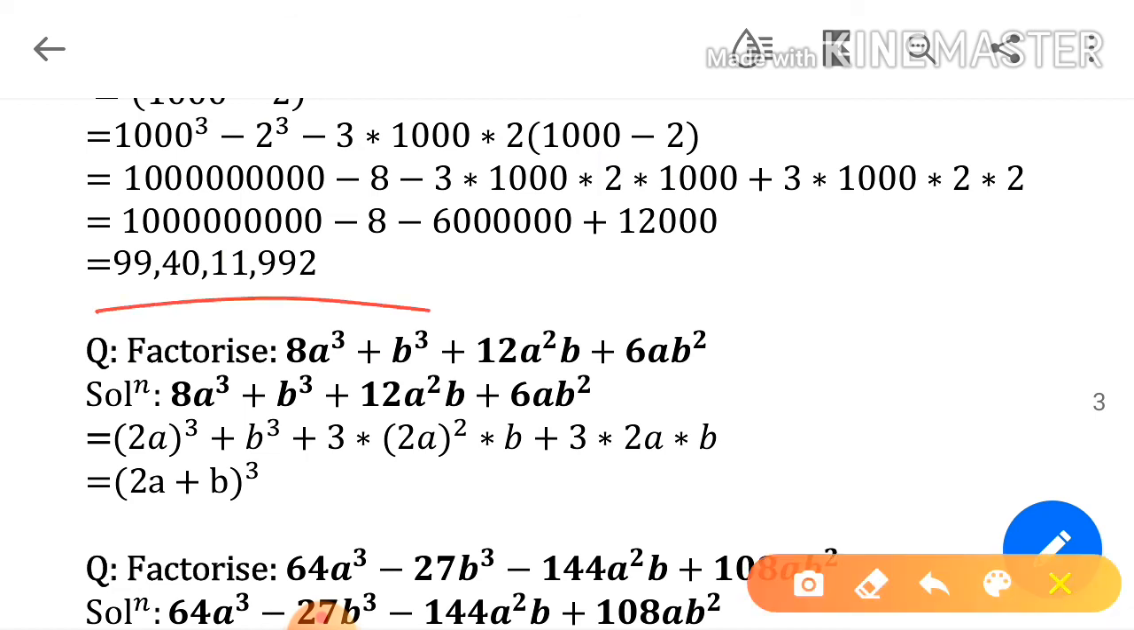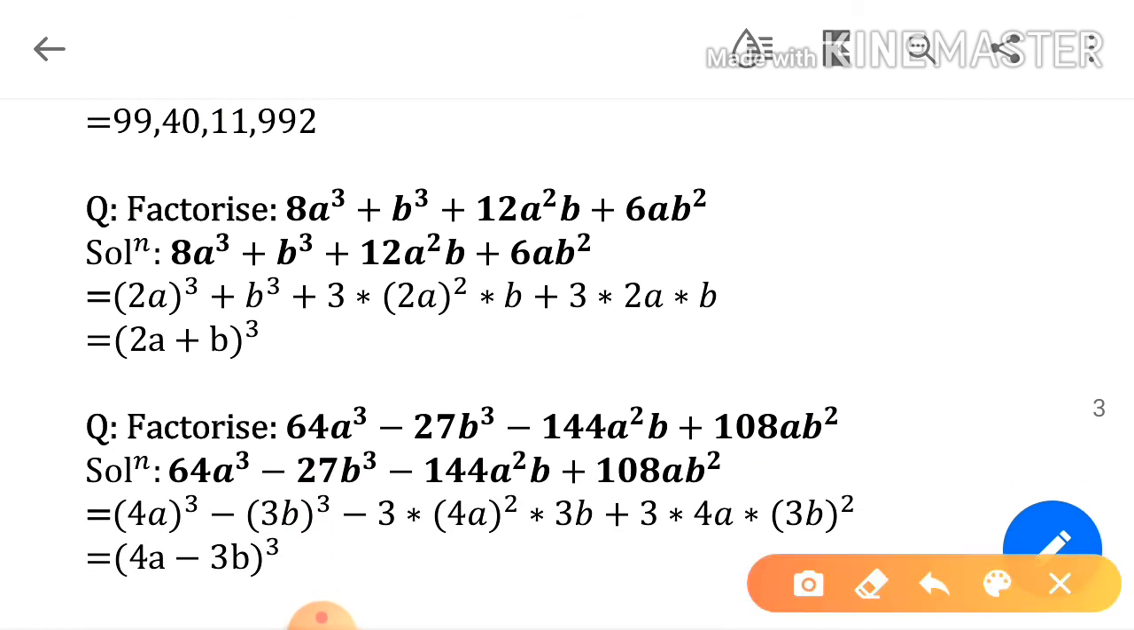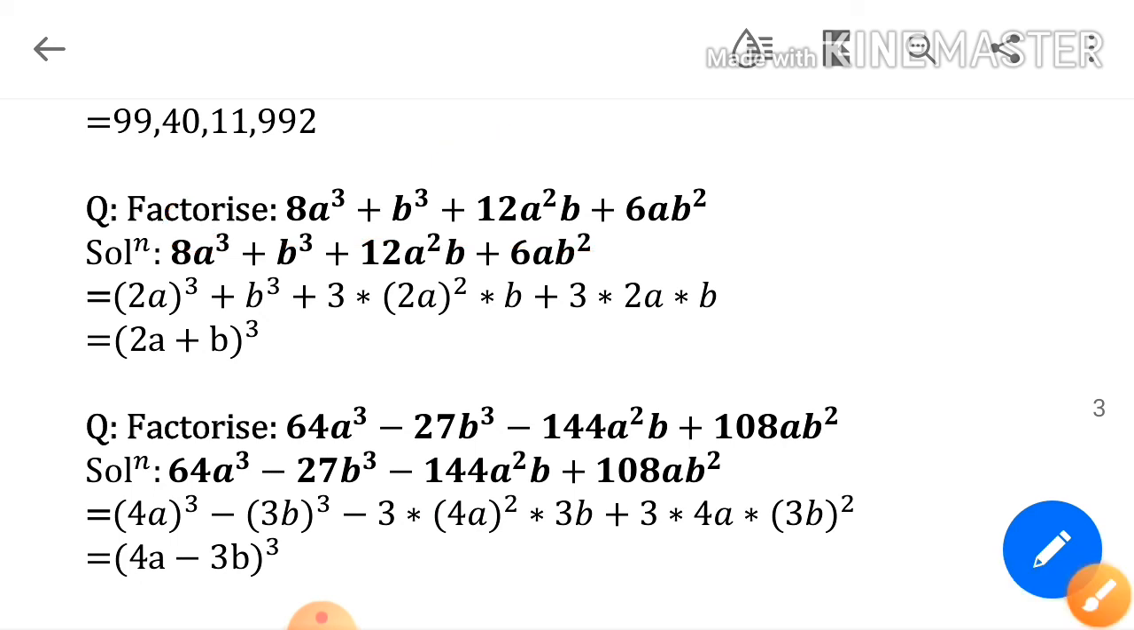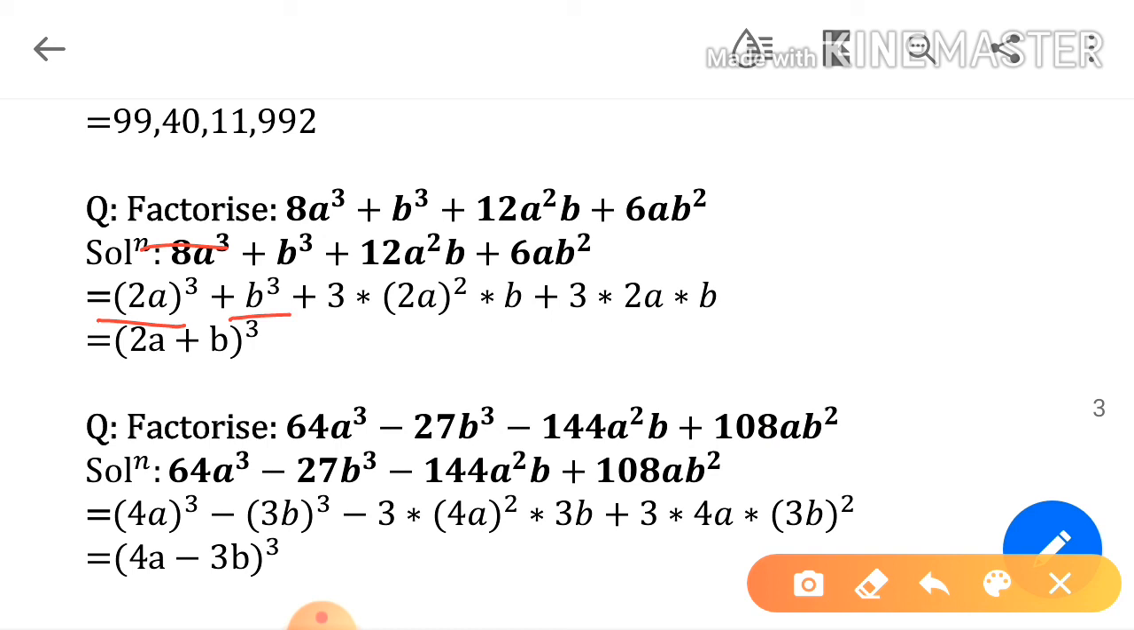Now we have to factorize this term. In the previous sums we were expanding the expression, and in this sum we have to factorize the expression. Now 8a³ equals (2a)³, b³ equals b³. Now 3 into (2a)² into b equals 12a²b.